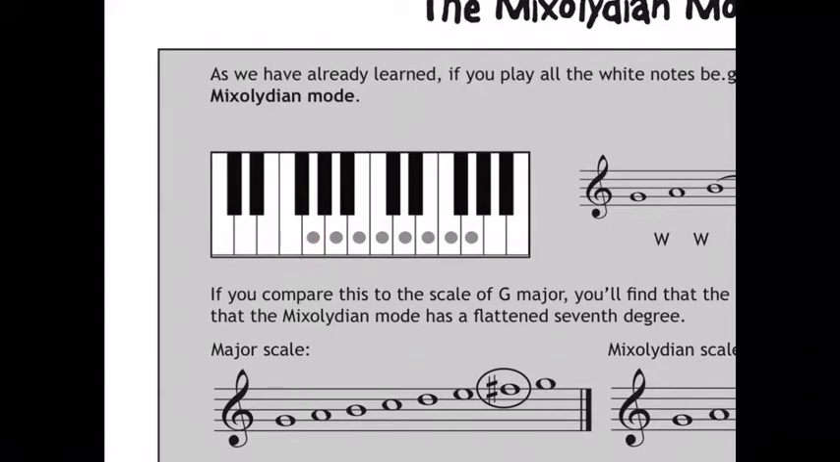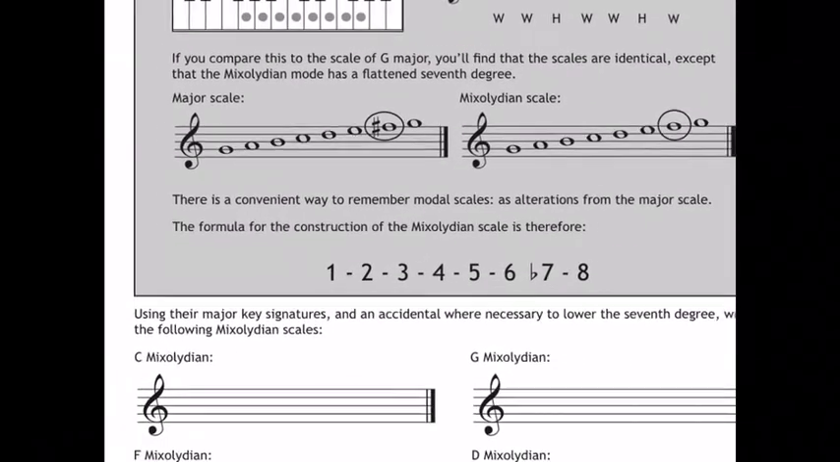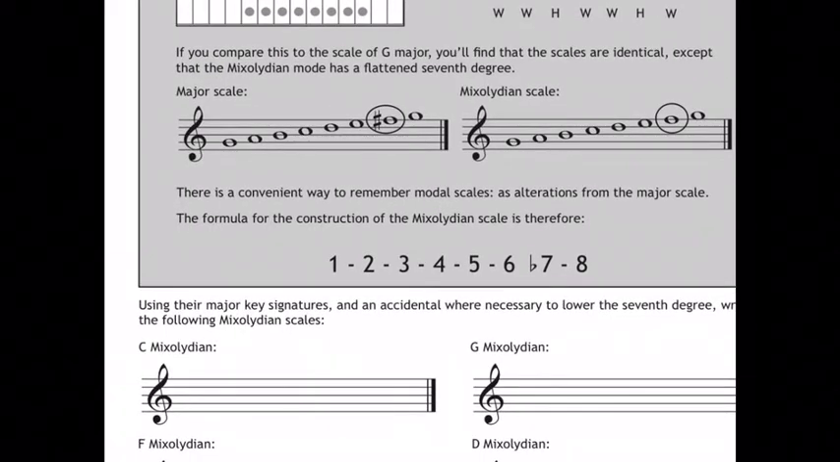Now, the other way to approach understanding a Mixolydian mode is comparing it to the straight major scale of the same note. If I say play for me a G Mixolydian scale, you can think of another way to understand Mixolydian by how it differs from a G major scale. If you compare the two, you'll find that the scales are identical, except that the Mixolydian mode has a flattened 7th degree. I talked about this briefly in the last lesson.